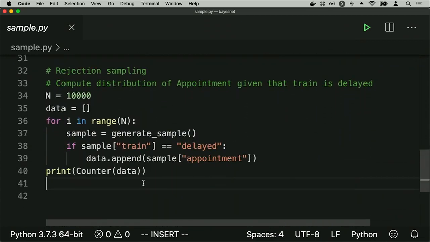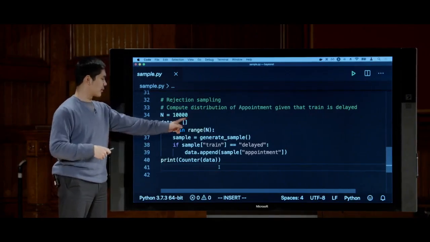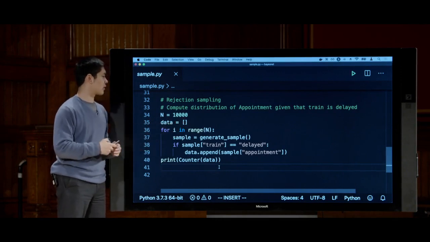Now that I have the ability to generate a sample, if I want to know the distribution of the appointment random variable, given that the train is delayed, well, then I can begin to do calculations like this. Let me take 10,000 samples and assemble all my results in this list called data.